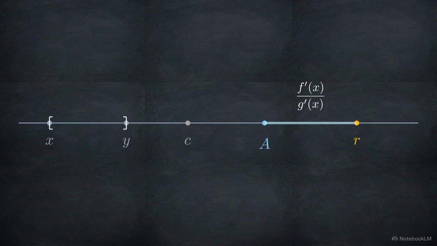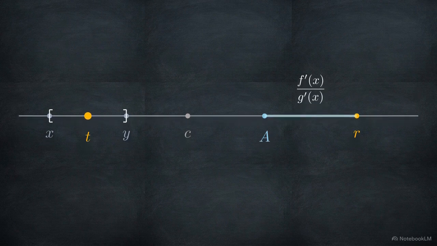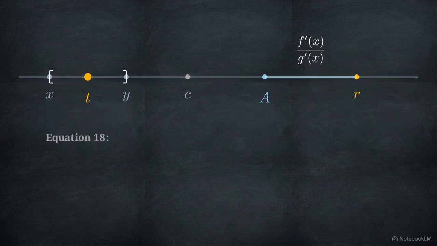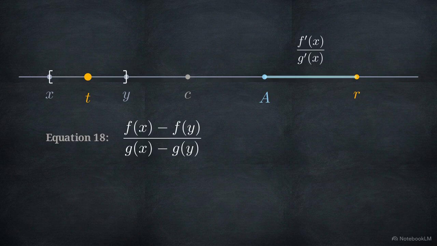We then define a smaller interval between our limit point and c. Within this narrow window from x to y, the generalized mean value theorem guarantees a point t. This yields equation 18. The ratio of the original functions evaluated at x and y is exactly equal to the ratio of their derivatives evaluated at t. And because t is inside our trap, this entire expression is strictly less than r.